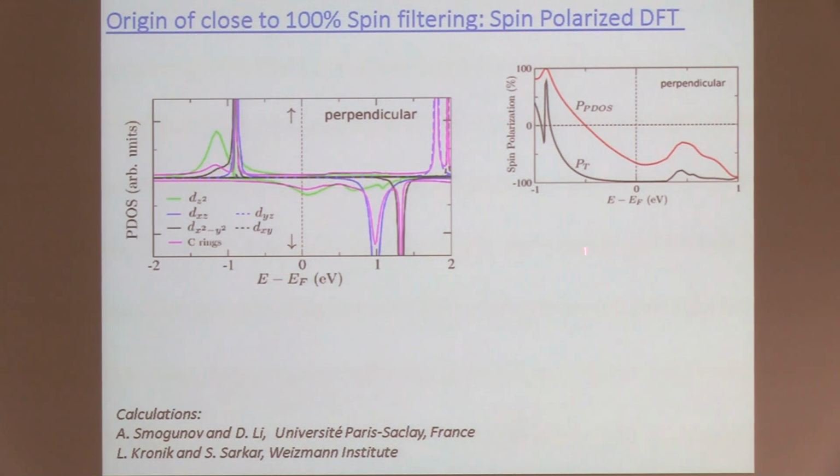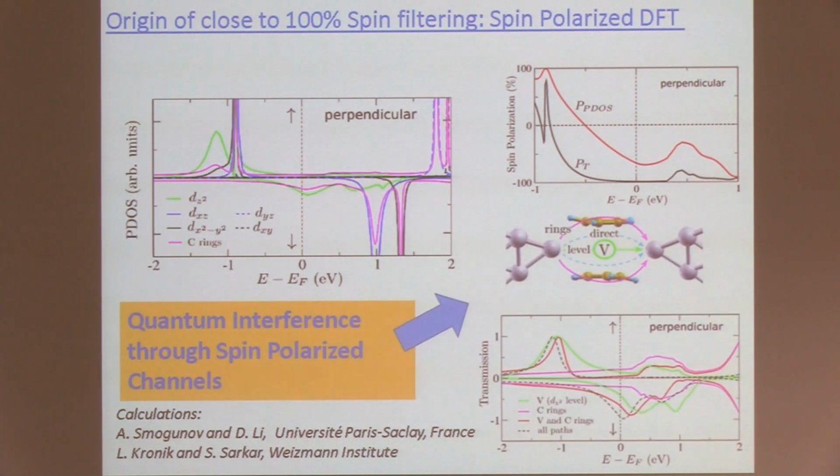I'll not go into detail, but the basic mechanism that we explain is quantum interference through spin polarized channels. You cannot explain this 100% spin polarization if you consider transport through only the vanadium channel, like the d orbitals. Okay, so you have to include 3 different channels and their quantum interference. Only then can we explain this 100% spin polarization in this model.